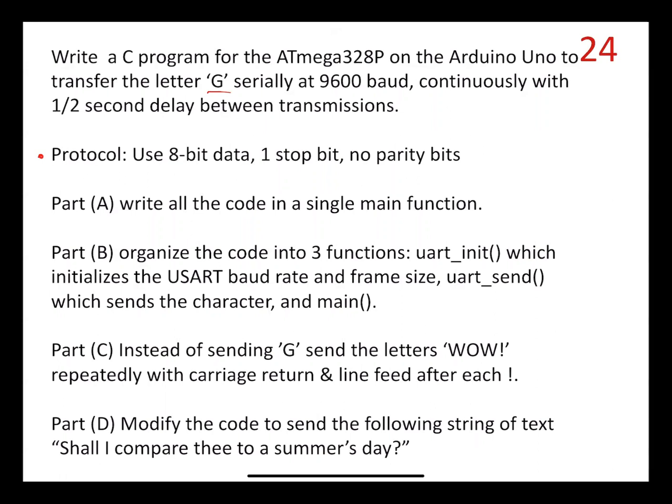And we want to do four versions of this. First, just write all the code in a single main function. Simple enough. Then I want to reorganize it into 3 functions. One function which will initialize the UART baud rate and set the protocol, and another function that will send the character. Then I want to do a revision where instead of just sending the letter G, it'll write "wow." And then I want to modify it where instead of just sending a few letters, it will send a string of text. In this particular case, "Shall I compare thee to a summer's day," borrowing from Shakespeare.